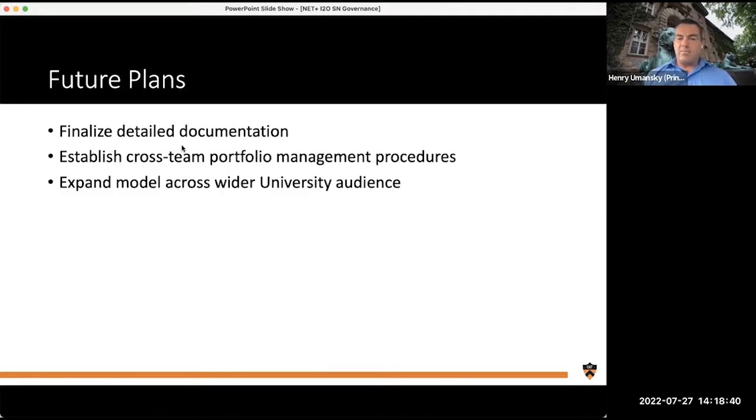Our model within SMO has been so successful that we have plans to extend the project portfolio process to other teams and expand our governance models for use by other departments within Princeton University.